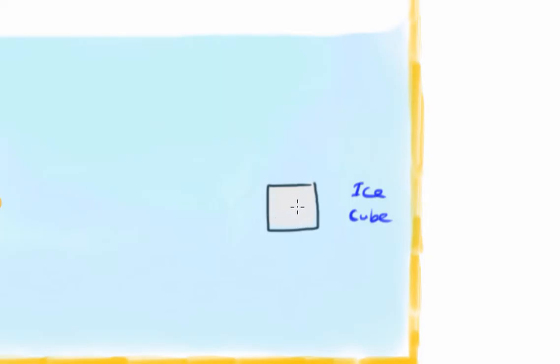If we take a look at the center of mass of this ice cube, we'll say it's right there, right where that purple dot is, we know that the gravitational force is going to act straight down. And we're going to call this F sub g.